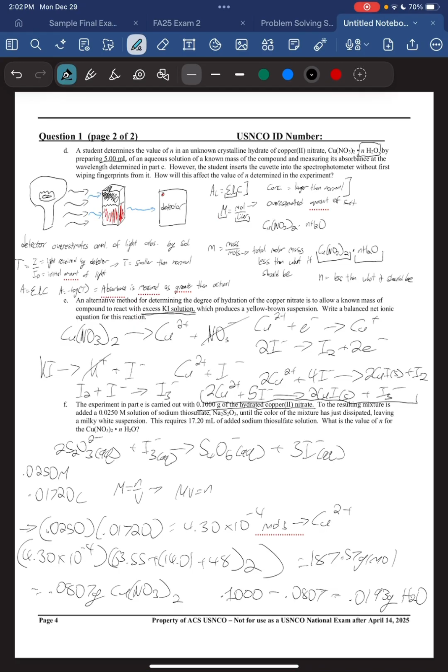But now we have to convert this into moles, because we're trying to find the ratios. Remember, in the initial problem, it's given 1 mole of copper nitrate, and we're trying to find how many moles of water. So if we divide this by the molar mass of water, which is 18.02, we will get 1.07 times 10 to the negative 3 moles of water.